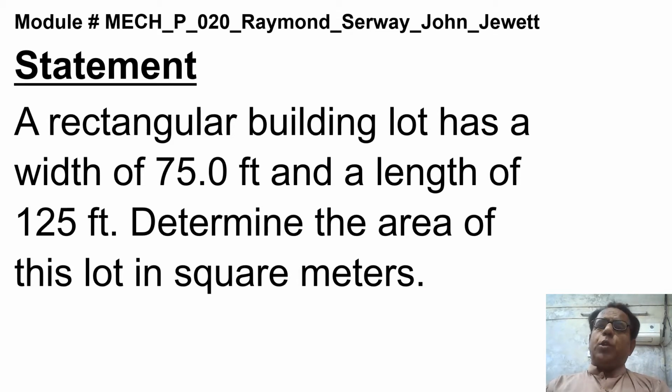This is our next module, number MECH_P_020, Raymond Survey. Statement: A rectangular building lot has a width of 75.0 feet and a length of 125 feet. Determine the area of this lot in square meters.